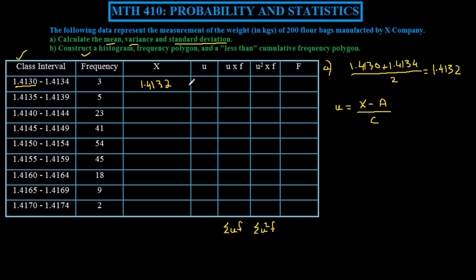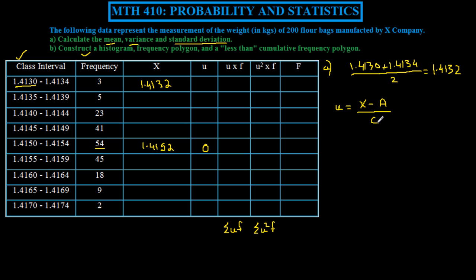U is calculated by the formula x minus a over c. X we have, which is the value over here. A is the value of the midpoint of the interval with the highest frequency. The interval that has the highest frequency, right away we're going to denote as u equal to 0. When we define this, we set a equal to the midpoint of this value. So the midpoint in this question would be 1.4152.